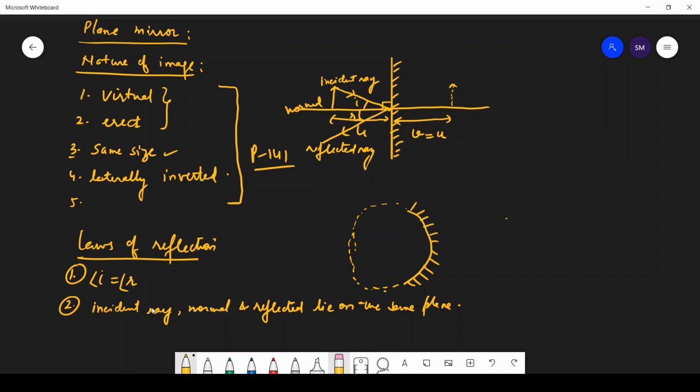So these are the laws of reflection, which are applicable to all kinds of reflecting surfaces, whether it is plane or spherical. So these laws of reflection are very important.